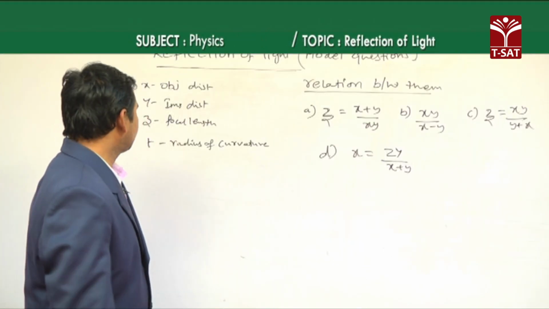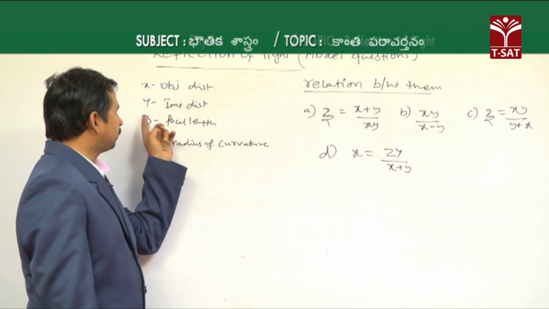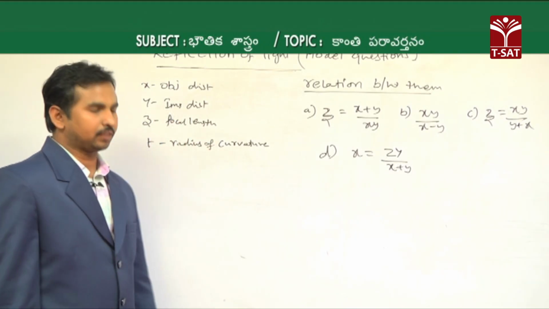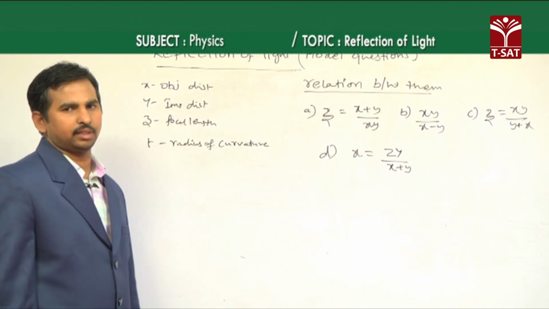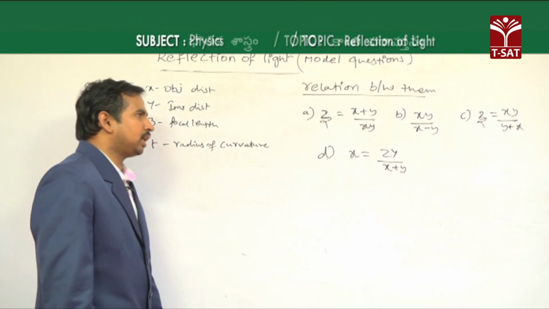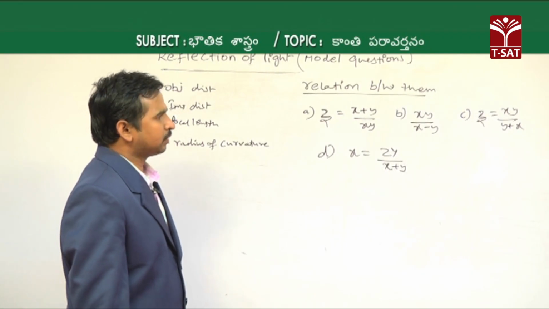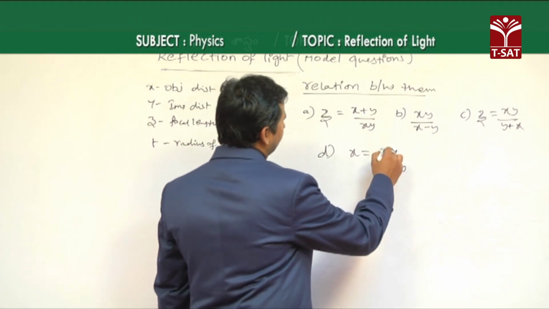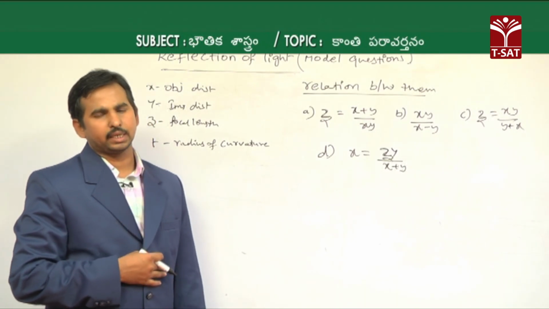Again, we have a different question. It is given x, y, z and t, where x is the object distance, y is the image distance, z is the focal length, and t is the radius of curvature. What we have to find is the correct relation between these 4 parameters. Of the given options we have: a, z is equal to x plus y by xy; b, z is equal to xy by x minus y; c, z is equal to xy by y plus x; and d, x is equal to zy by x plus y. Of the given options, we have to find which one is the correct relation here.